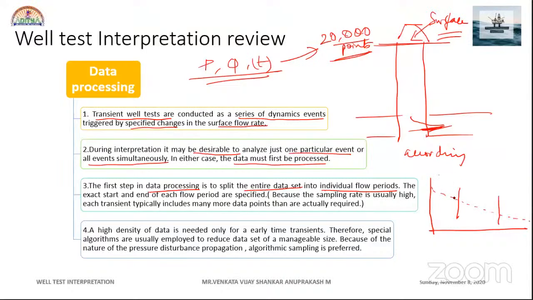So what is this flow period like? This is a wellbore. This will talk about the wellbore storage, and this will talk about your middle region, and this is into your reservoir. So any response we are getting immediately means it is within your wellbore storage region only. That is this one.